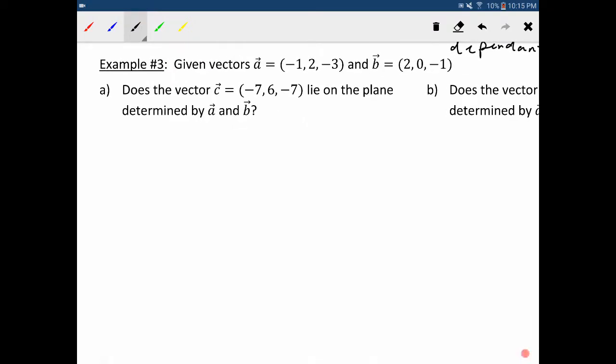So I'm giving you two vectors. You'll notice these exist in R3. They're 3-dimensional vectors. Okay, we want to know, can I create the vector C by using these other two vectors? Or in other words, does it lie on the plane that is determined by A and B? This is the plane that is spanned by A and B.